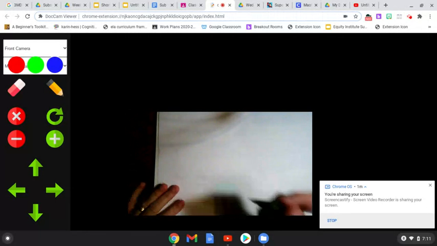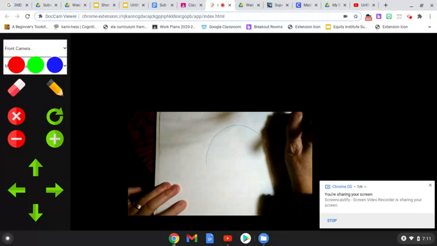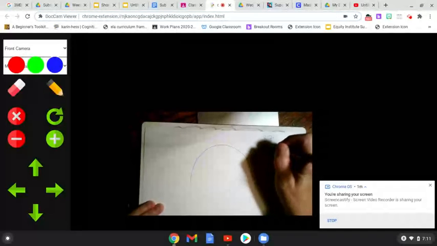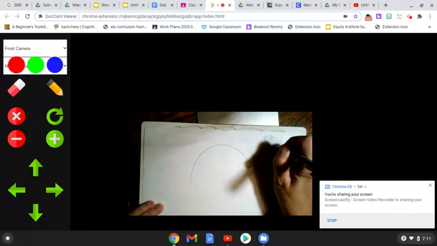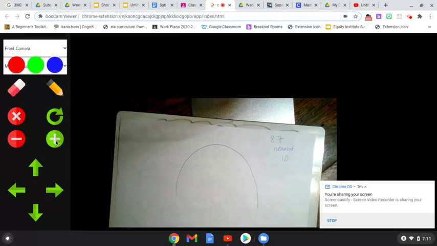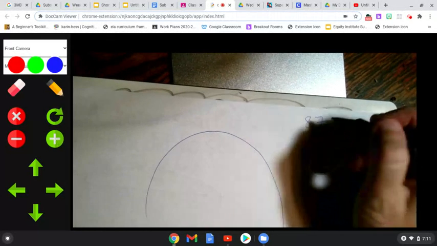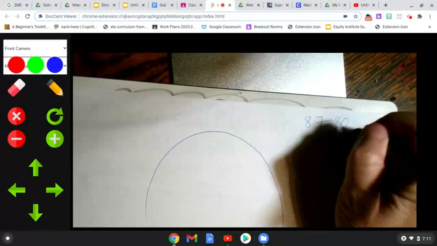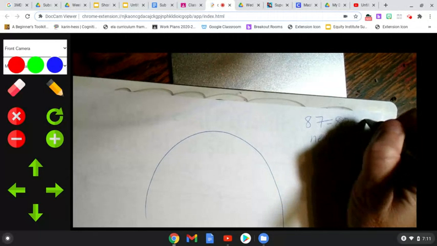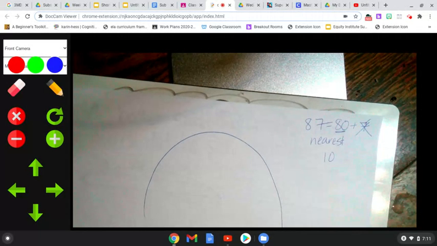So here's my piece of paper that my mom gave me. Okay, and I know I have to round 87 to the nearest 10. So I just write to the side on my scratch paper, 87 nearest 10. And when I see that it's the nearest 10, I know that I have to take out the 10, so I have 80 plus 7. Then I get rid of that 7. Now I know I start with the 80.